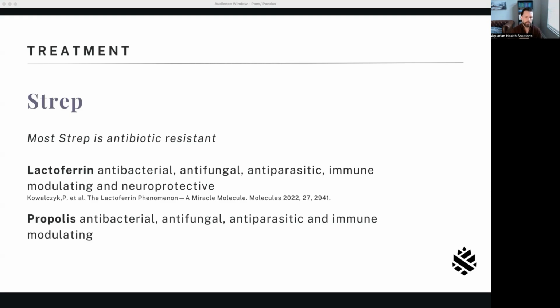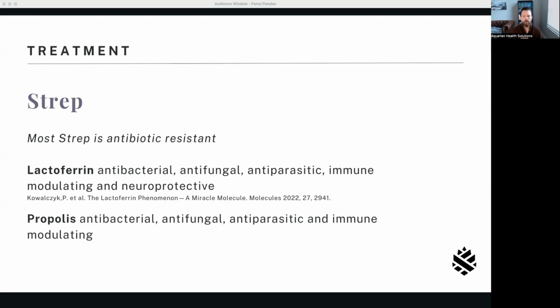And propolis is something we use heavily with a lot of PANS and PANDAS patients. It's a component of bees and what they use to create their hives. And the beautiful thing with propolis is it's antibacterial, antifungal, and antiparasitic, just like lactoferrin. And it has tremendous immune modulating properties.